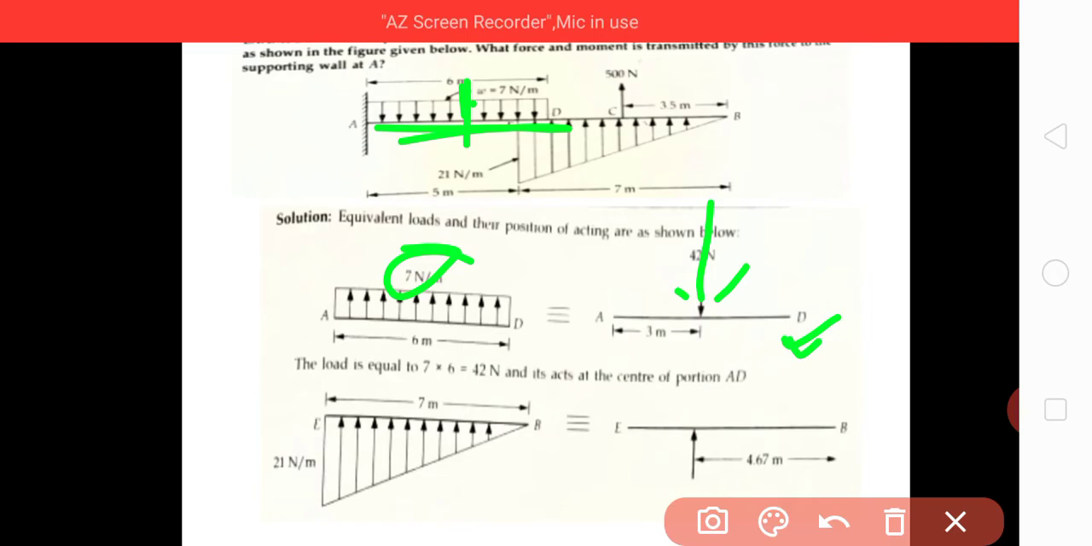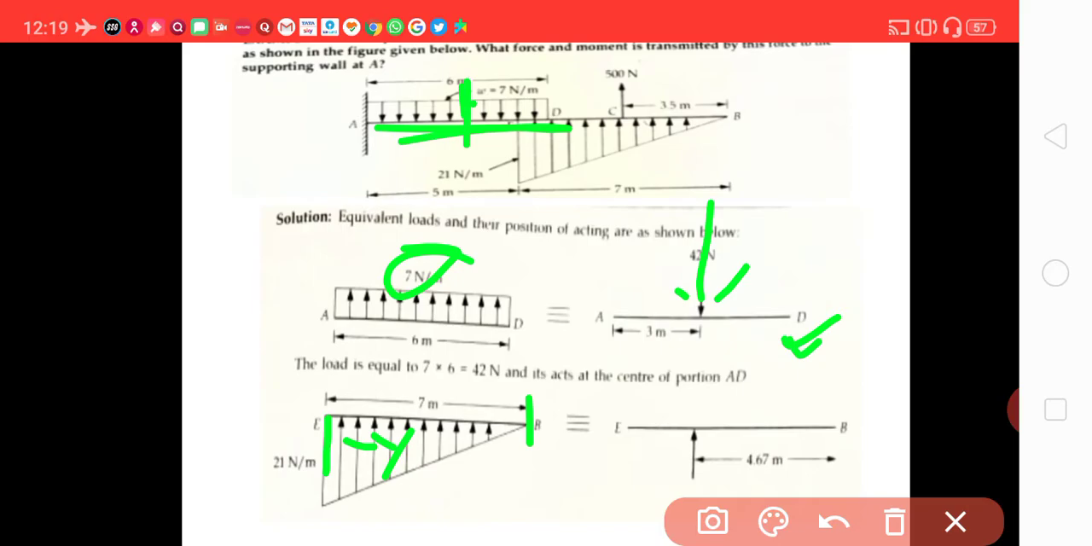Now take this uniformly varying load. This is a triangular loading, and you know the area of a right-angle triangle is half into base into height, that is 7 into 21 divided by 2. Okay, and where will it act? It will act at its centroid. Its centroid, for the moment just remember, is 1/3 from the base, or 2/3 from the apex top. So it is somewhere here, which is 7 divided by 3.